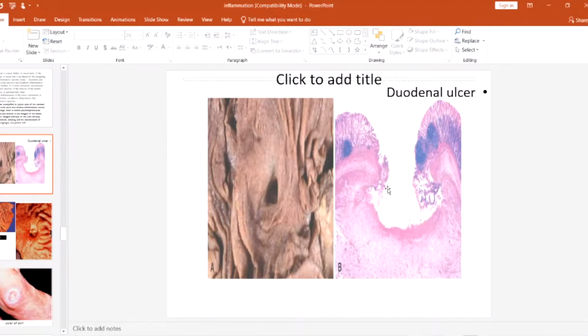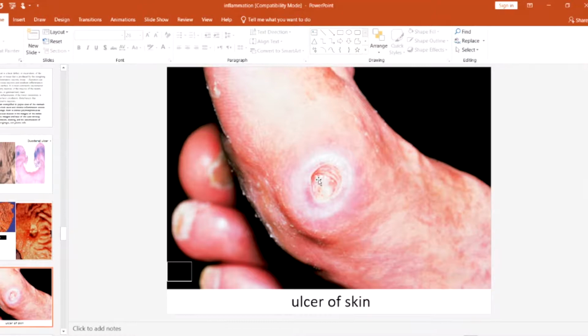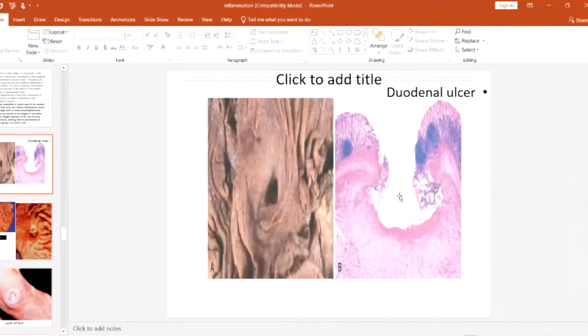طلع النوع الرابع هو الألسر. شنو الألسر؟ يعني قرحة. اوكي، what is the cause of ulcer هنا بالديودينام؟ What is the cause of ulcer in the duodenum؟ شنو سبب القرحة؟ What any cause for duodenal ulcer? Ulcer in the duodenum or ulcer in the stomach?